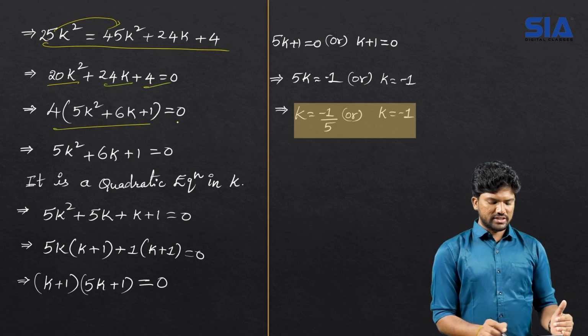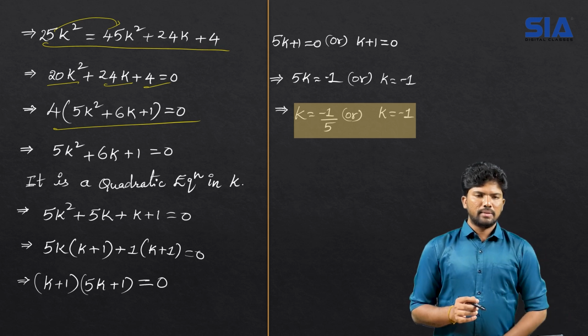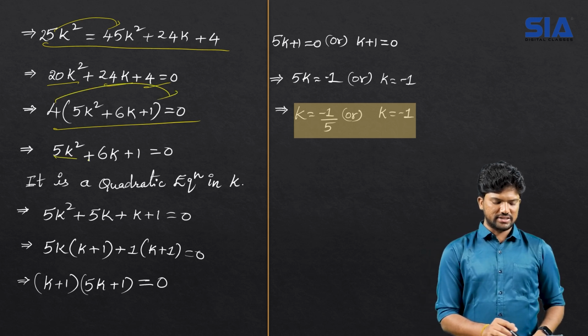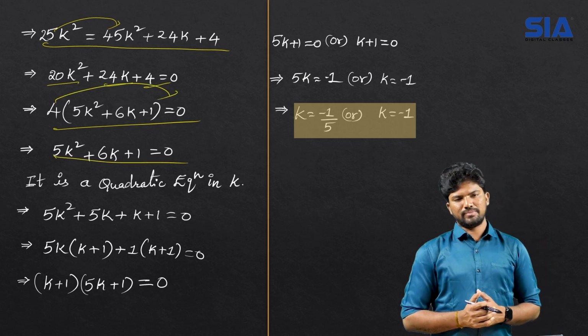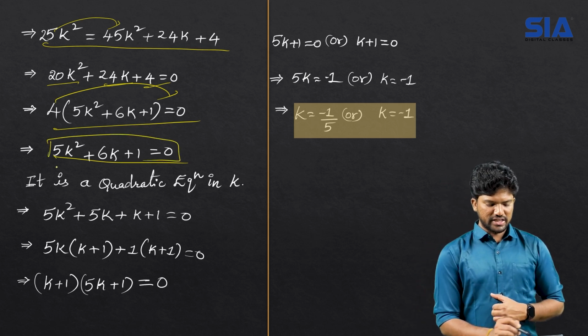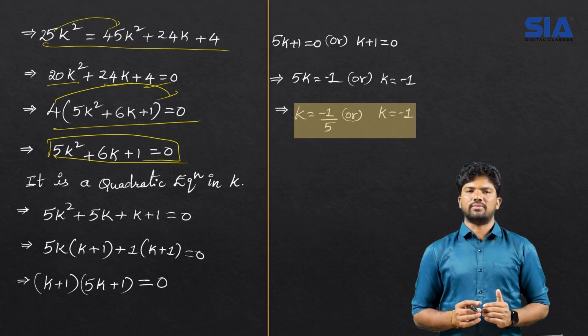From the total equation, take 4 common. After taking 4 common, 5k square plus 6k plus 1 is equal to 0. Send this 4 value to the RHS, 0 by 4 is 0. So 5k square plus 6k plus 1 is equal to 0. This equation is purely a quadratic equation in small k, where k is the variable.